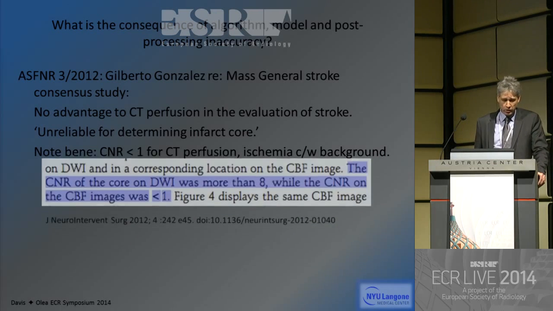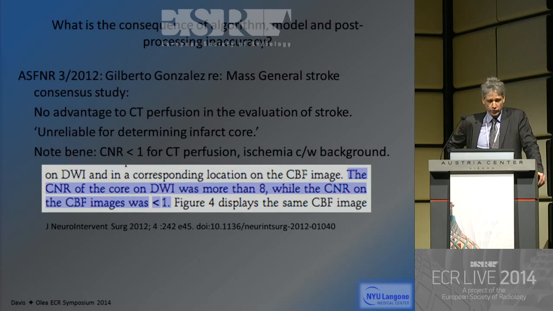And here's the article. It was in the Journal of Neurointerventional Surgery. And he makes a point of saying MR is better because the contrast to noise ratio on the MR for the diffusion-weighted imaging is 8-to-1 contrast to noise, while on the CBF images for MR, it's less than 1. So it's a signal-to-noise problem.